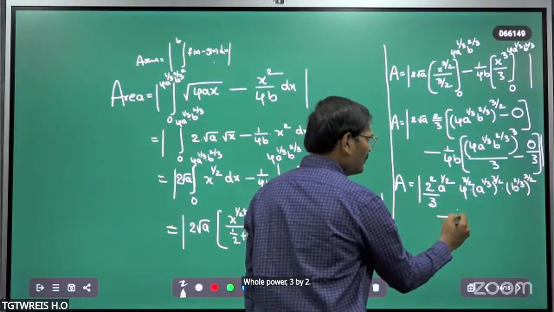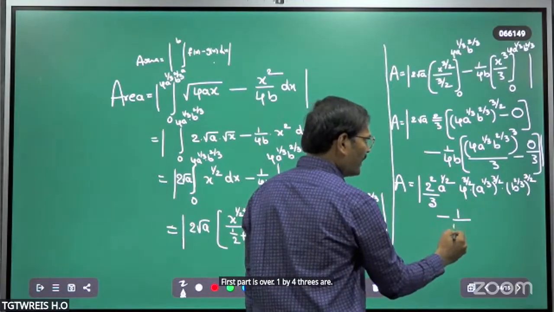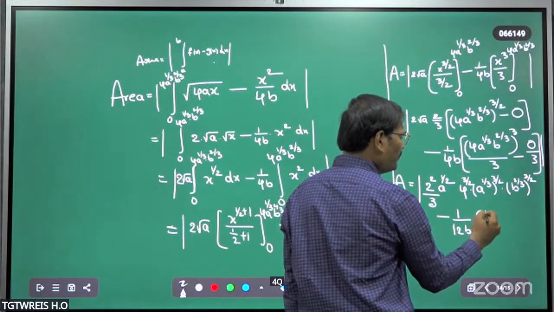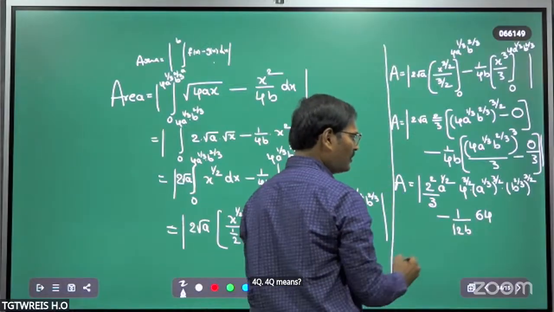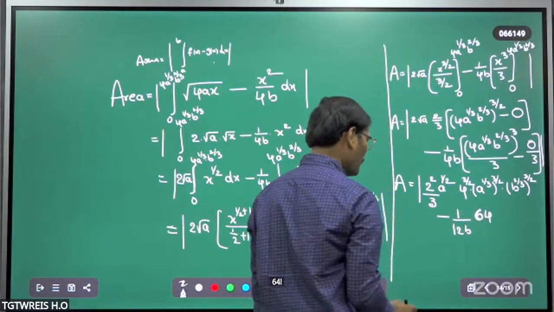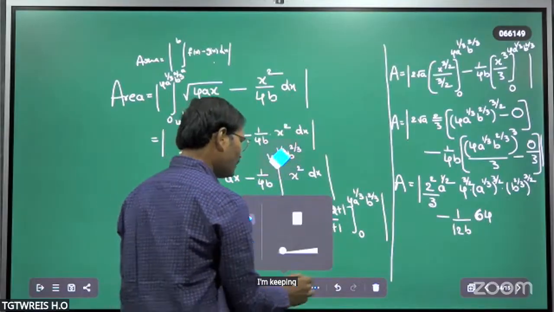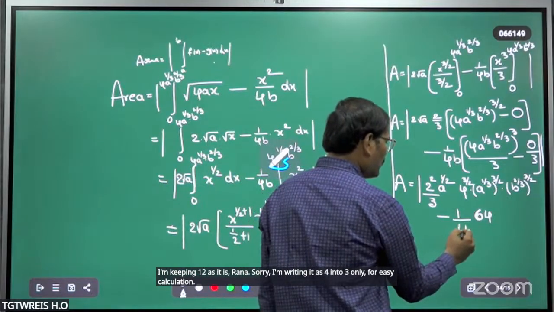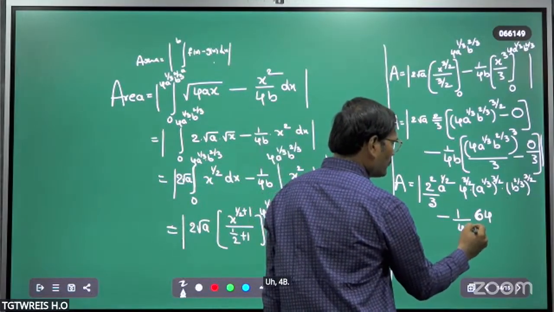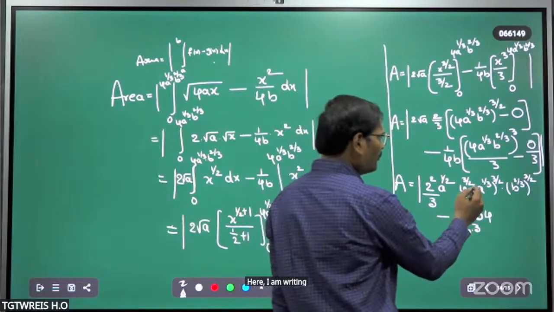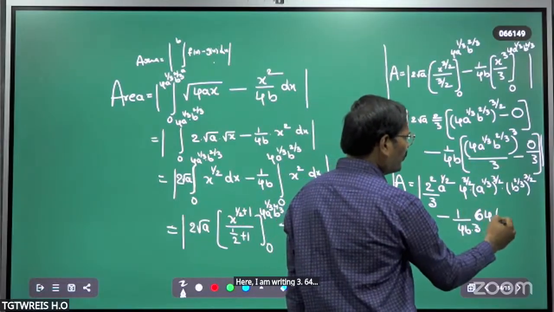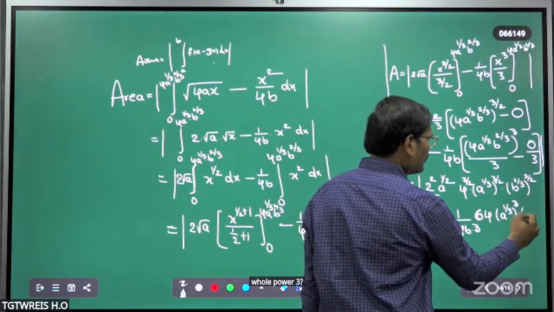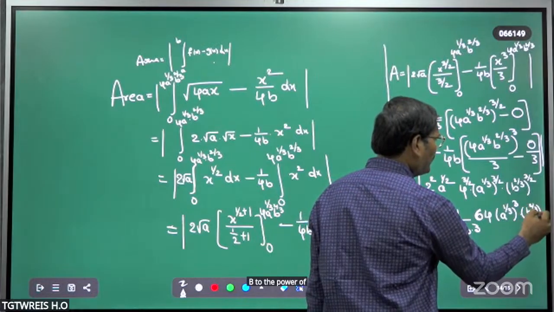First part is over. 1 by 4 3s are 12, 12b, 4 cube. 4 cube means 64. I am keeping 12 as it is. Sorry, 12, I am writing it as 4 into 3 only for easy calculation. 4b. Here I am writing 3. 64 a to the power of 1 by 3 whole power 3, b to the power of 2 by 3 whole power 3.